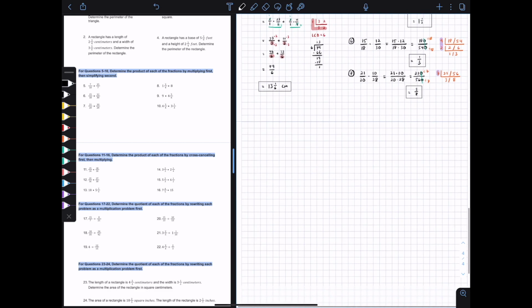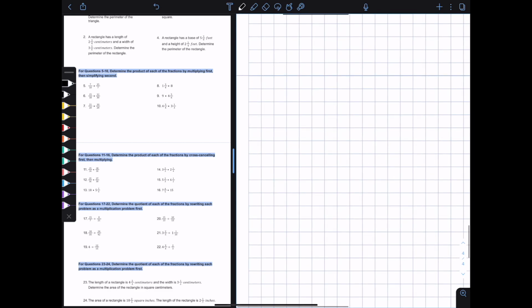Okay, let's move on to number 8. I'm going on to the next page here. Number 8. Let's try multiplying this 1 3/4 by 8. And when we do so, we'd like to go ahead and write them as improper fractions. So 1 times 4 is going to be 4, plus the 3 is going to be 7. So we write 7 over 4. And writing 8 as a fraction, that's just 8 over 1. Okay. On top, 7 times 8 is going to be 56. And on bottom, 4 times 1 is 4.